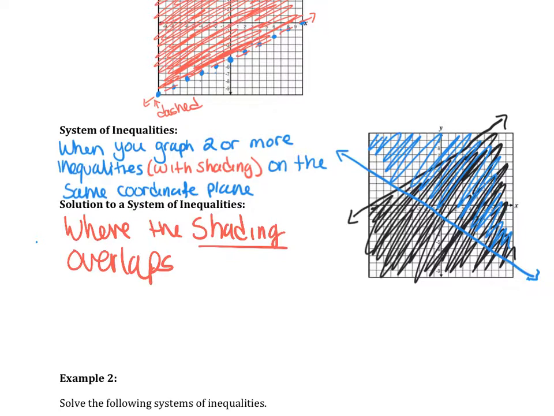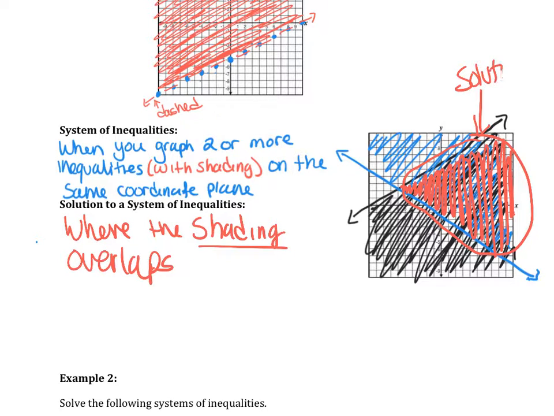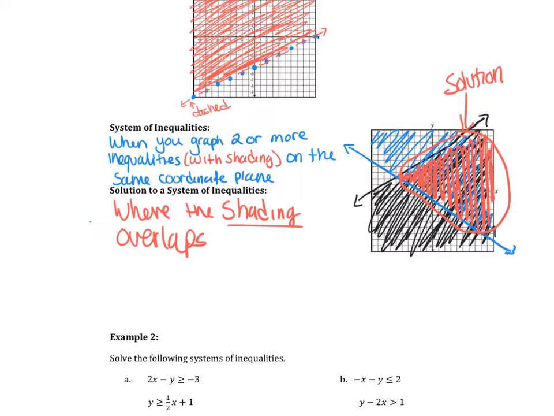So in this example that I drew right here, the two shadings overlap in this little triangle piece here. So this whole shaded region, right in between the two lines, that whole area here is the solution. Okay, so a solution to a system of inequalities is not just a point, it's a whole area. Okay, so let's do some examples of systems of inequalities.